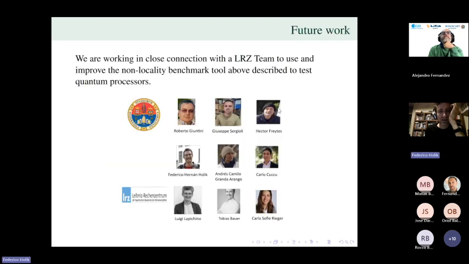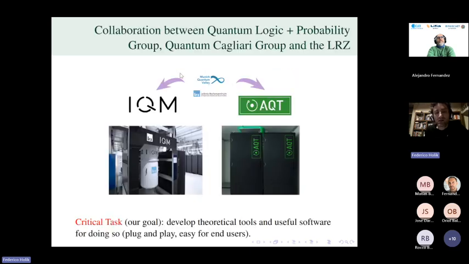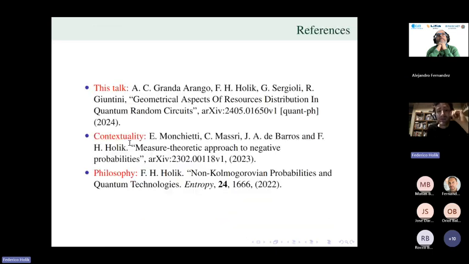So let me go to this. Now we are working in close connection with the team of the Leibniz Rechenzentrum to use and improve this non-locality benchmark tool to test quantum processors, the names of the people involved. And we are now conducting experiments on an IQM machine, which is in Munich, and an IQT machine, which is also in Munich. And we find similar results. Ion trap performs much better than superconducting qubits. And when you scale the number of qubits, the results tend to go down. And also we find that finding a violation of Svetlichny inequality is naturally harder than finding a violation of Mermin inequality, which is testing simple non-locality.